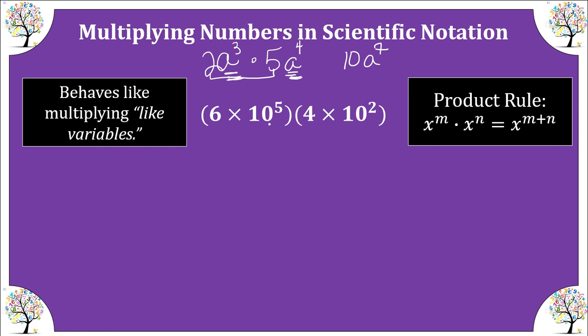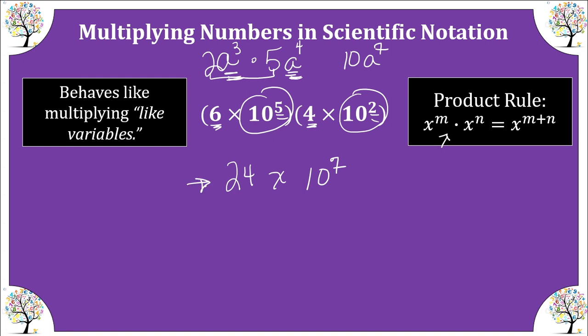So scientific notation is similar in that our coefficients are multiplied, just like the 2 and the 5, so 6 times 4 is 24. And then we have powers that have the same base, so we write the base down and we add exponents. We're using the product rule. Now, before we're finished, we have to ask ourselves, is this in proper scientific notation? Is this coefficient between 1 and 10? It is not. And therefore, I have to modify this.